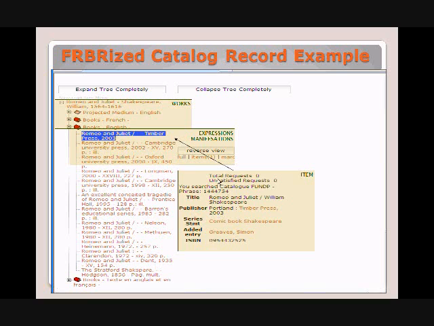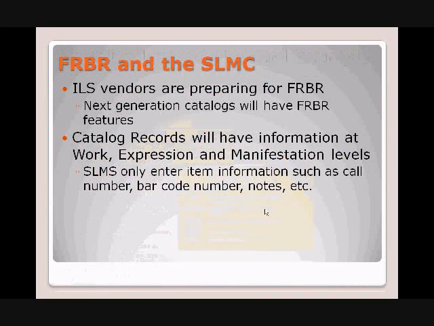And so currently the vendors are preparing for FRBR catalogs, and so the next generation of catalogs will have FRBR features. So you'll start seeing how the pieces of a catalog record can get pulled out for different purposes. Let's say you want to see all of the manifestations available for the English Romeo and Juliet play, printed version of the play. Let's say you want to see all the different works available on Romeo and Juliet. You want to see the translations. You want to see the films.